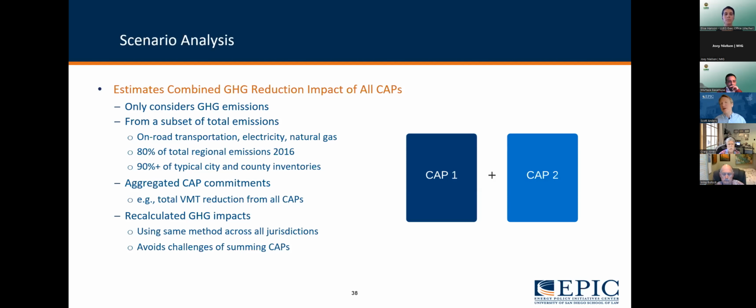What we did is we looked at every single climate action plan, and we looked at the commitments that were made, and we looked at the specific indicators or specific activity levels. So, for example, we looked at the VMT reductions from all climate action plans, and we added up the miles, and then we calculated the greenhouse gas impacts using those activities. So we were using the exact same method across all miles, and we eliminated inconsistencies in that way.